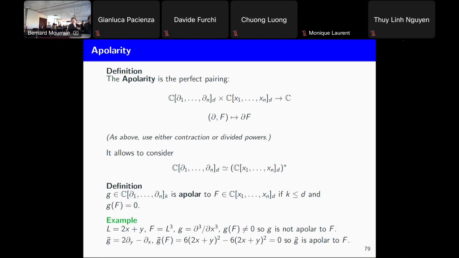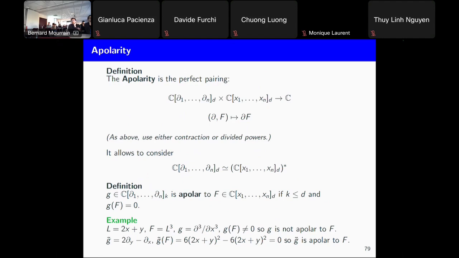Okay. And now I define apolarity by using the same idea of these partials. And I define it as a perfect pairing between partials of order d and polynomials of the same degree. So it's a perfect pairing. Then if I apply a partial of order d to a homogeneous polynomial of degree d, I end up with a number. And since it's a perfect pairing, I can use it to define the dual ring.